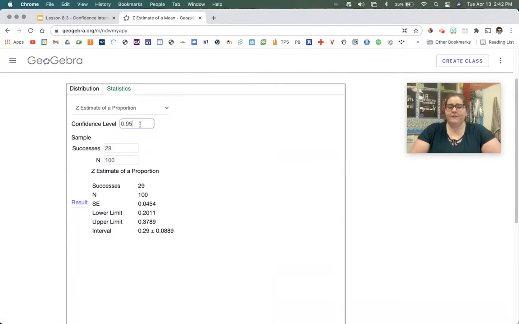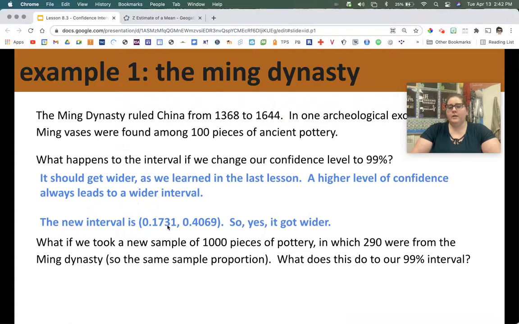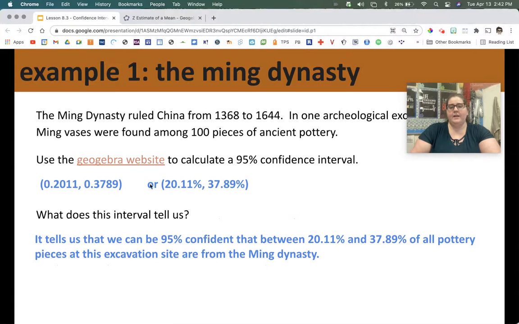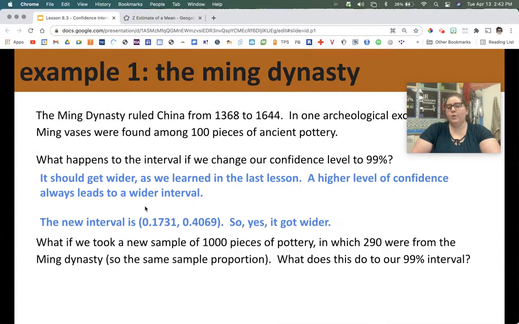I'm going to change my confidence level to be 0.99. And now I have a new lower and upper limit. It goes now from 0.17 to 0.40. So 0.1731 to 0.4069. So about 17% to about 41%. And if you remember, our old interval was 20 to about 38. So my new lower limit is lower and my new upper limit is higher. So the interval did get wider, right? The lower end got lower and the upper end got higher. So we got a wider interval with a higher level of confidence.